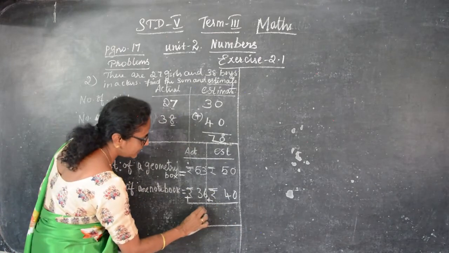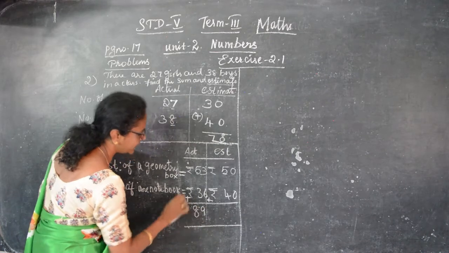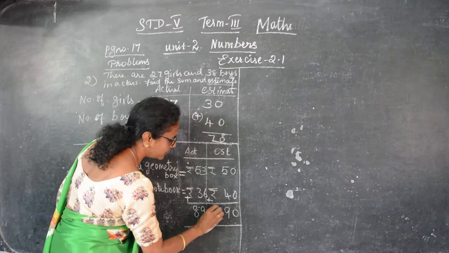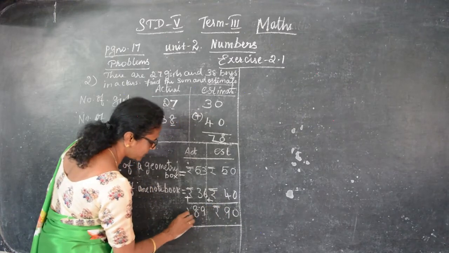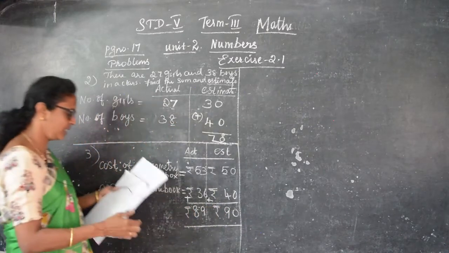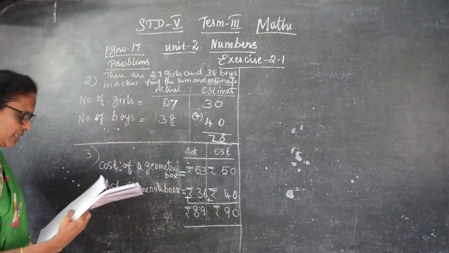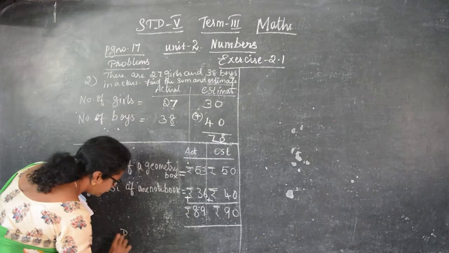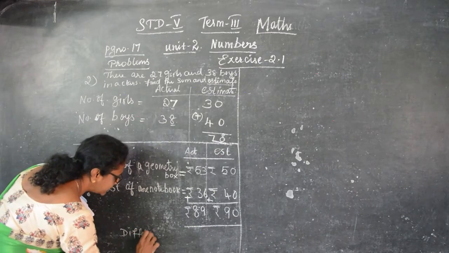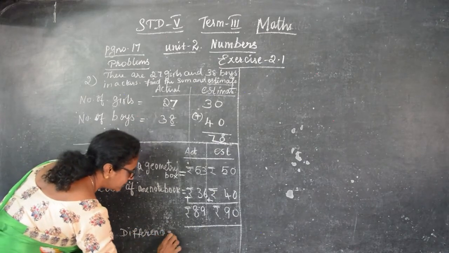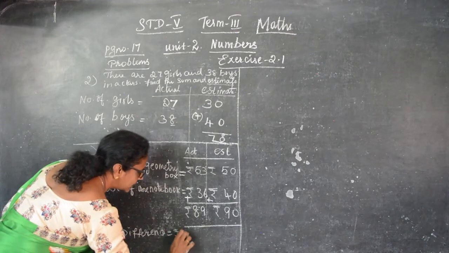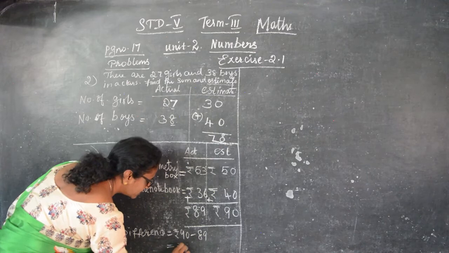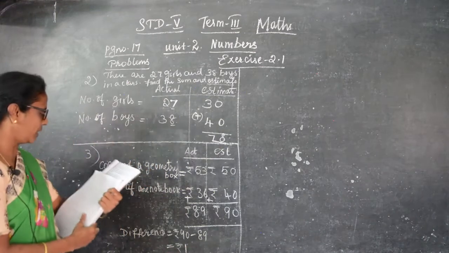So 6 plus 3 is 9, 5 plus 3 is 8: actual. And the estimation? 0 plus 0, and 5 plus 4 is 9. So this is rupees 90 and this is rupees 89. Okay, so find the difference. They have asked to find the difference, isn't it? So the difference is equal to rupees 90 minus 89. 90 minus 89, the answer is rupees 1.